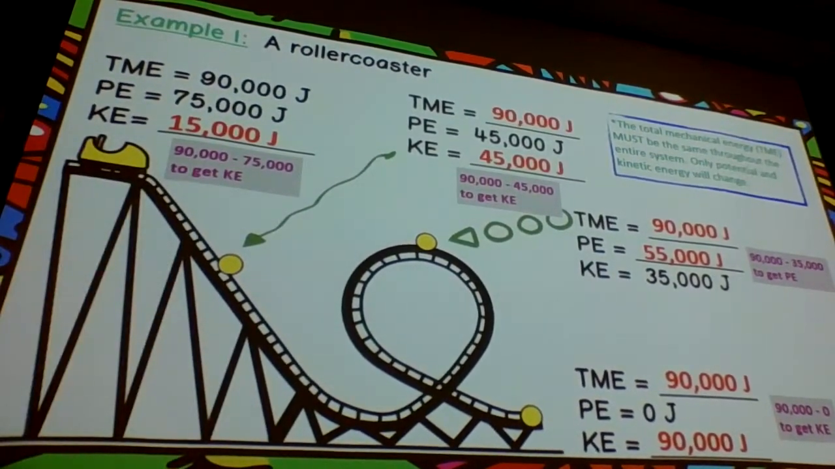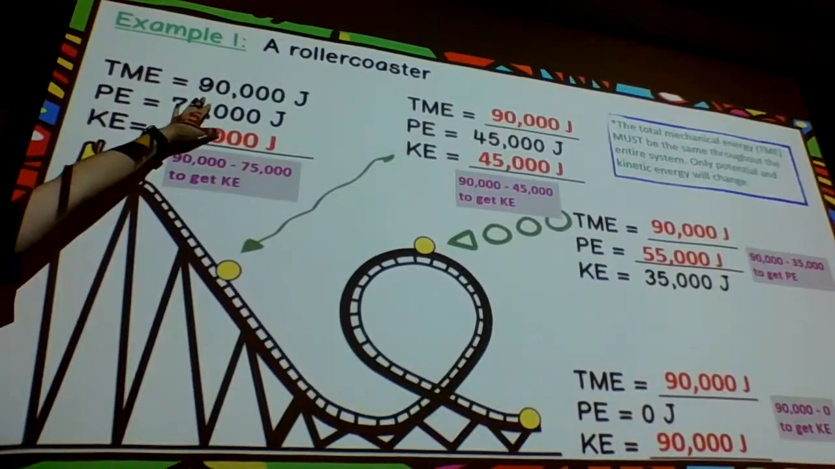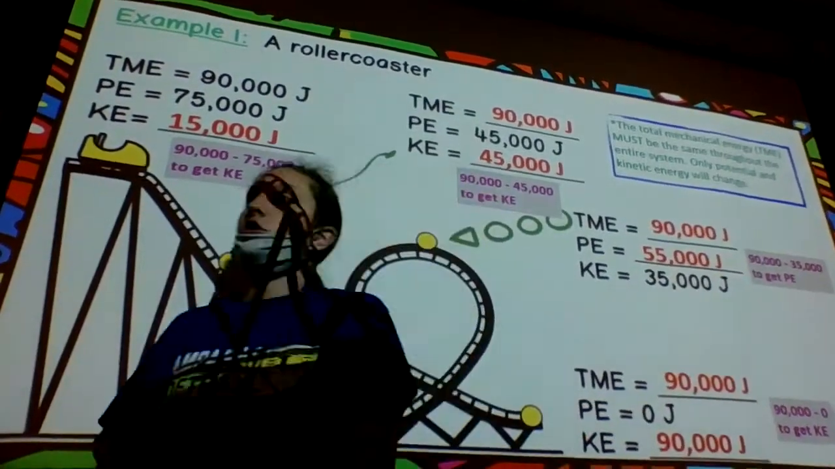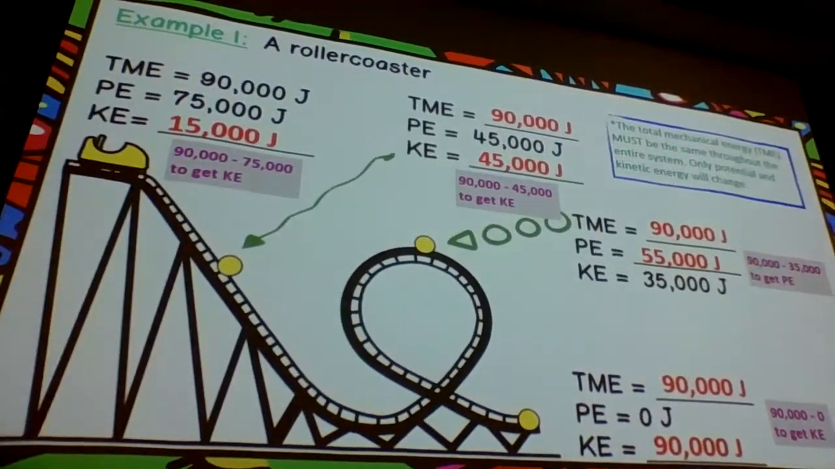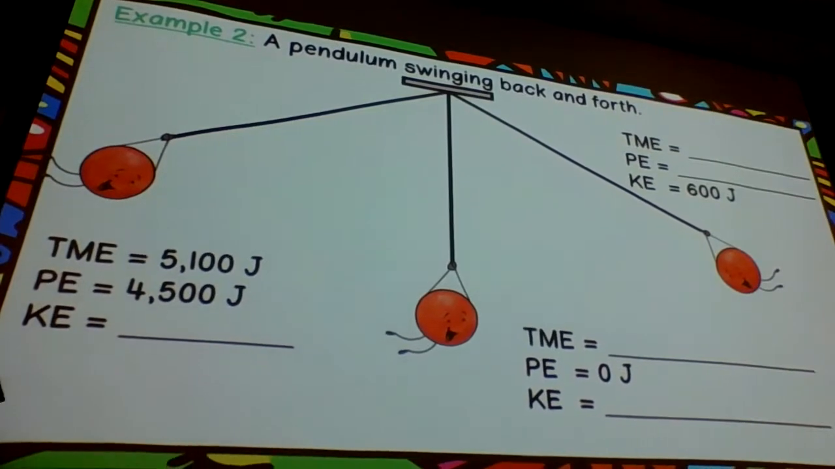Does this make sense to you guys? Okay, and it's all about conserving energy. So at the top of this coaster, we had a total of 90,000 joules. At the bottom of this coaster, we're still looking at 90,000 joules. Okay, let's go ahead and flip to that next example at the bottom of your page, and then we're going to be done as far as notes go.